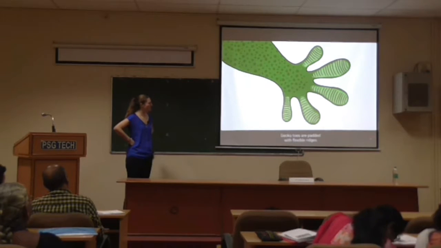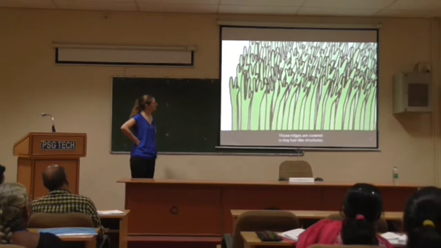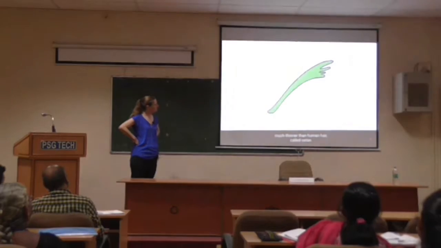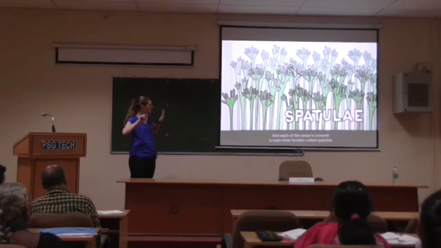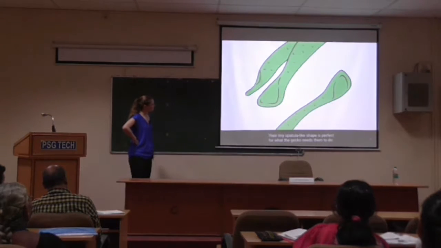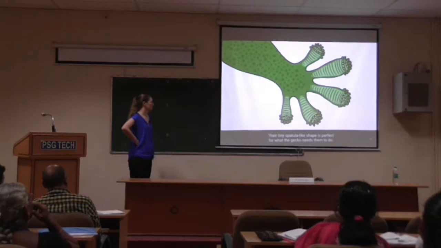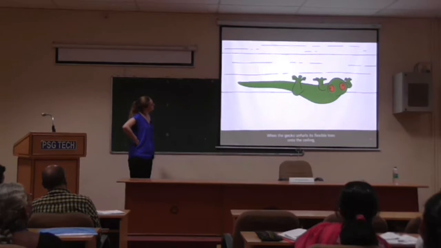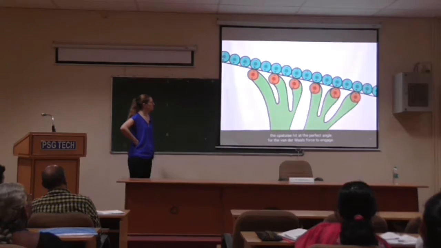Gecko toes are padded with flexible ridges. Those ridges are covered in tiny hair-like structures, much thinner than human hair, called setae. And each of the setae is covered in even tinier bristles called spatulae. Their tiny spatula-like shape is perfect for what the gecko needs them to do, stick and release on command. When the gecko unfurls its flexible toes onto the ceiling, the spatulae hit at the perfect angle for the van der Waals force to engage.